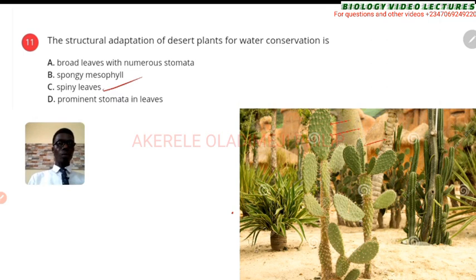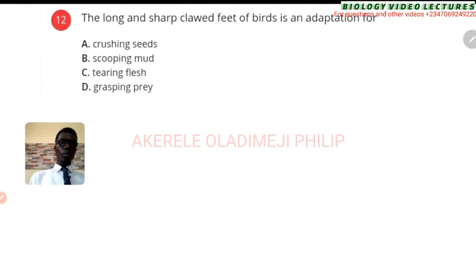The long and sharp clawed feet of birds are an adaptation for what? Well, it says long and sharp clawed feet of birds. That would be for grasping prey.